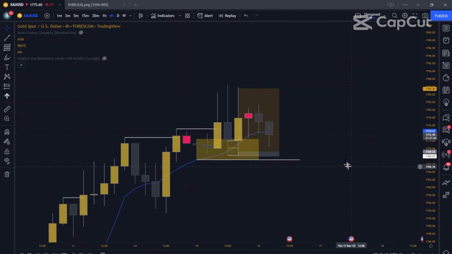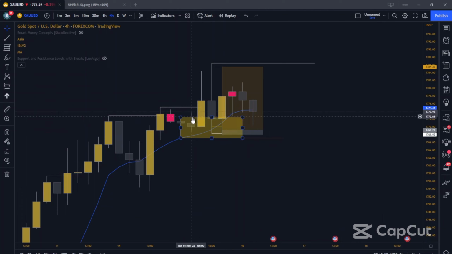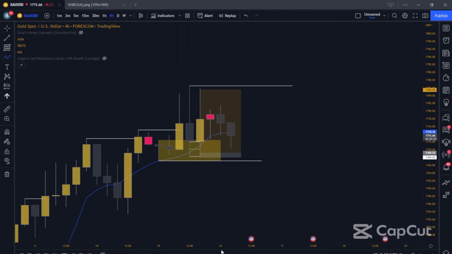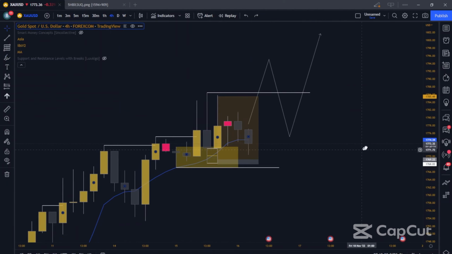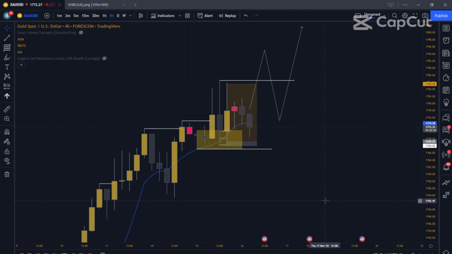But at the moment, what I see is just this high. I'd wait for a break of this high up here. Retracement into whatever broke that high, and we will look for long positions in this area here. As long as the dollar's weak, gold is going to cost more.